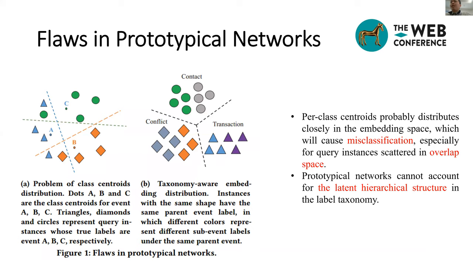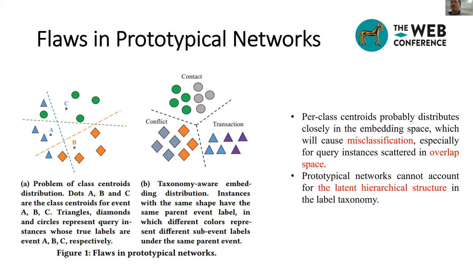In addition, the basis of this method, that is prototypical networks, also has some flaws in event detection. As shown in the left figure, per-class centroids in prototypical networks, that is dots A, B, C, often distribute closely in the embedding space, which easily causes misclassification, especially for query instances scattered in the overlap space. Furthermore, prototypical networks cannot account for a latent hierarchical structure in the label taxonomy.